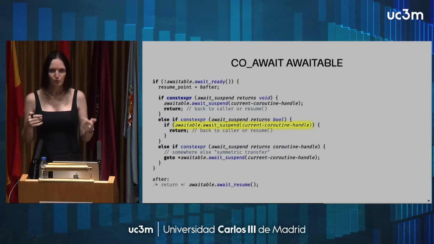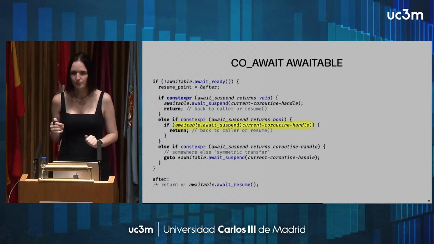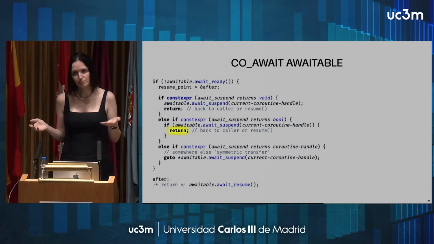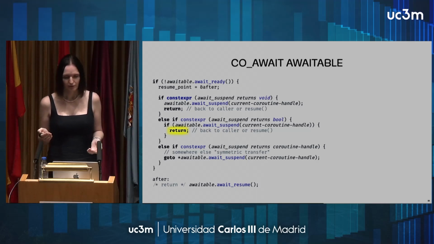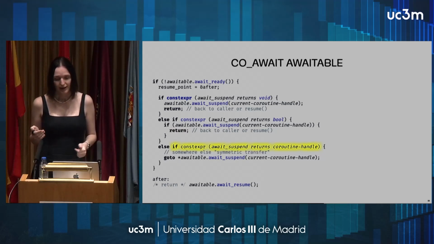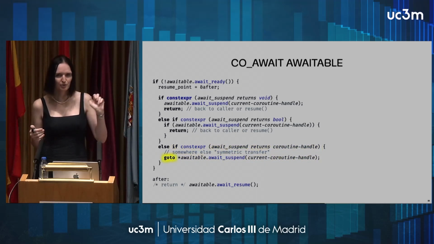And if it returns bool, the await_suspend function can decide if you actually want to go back to the caller or just continue. If the result value is false, you continue, and if it's true, you will suspend. And if it returns another coroutine handle, which is like go somewhere else, then you will call it, and you will go somewhere else, like a kind of goto.